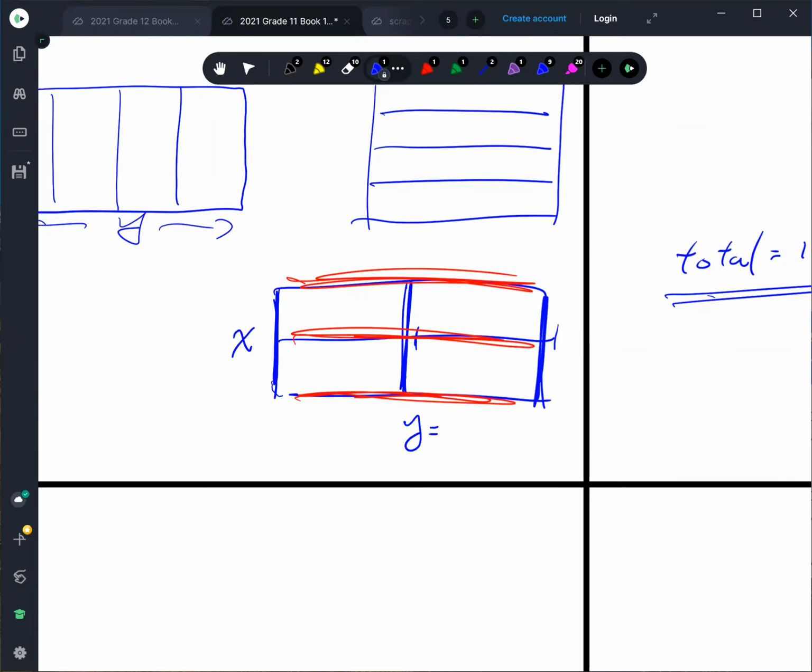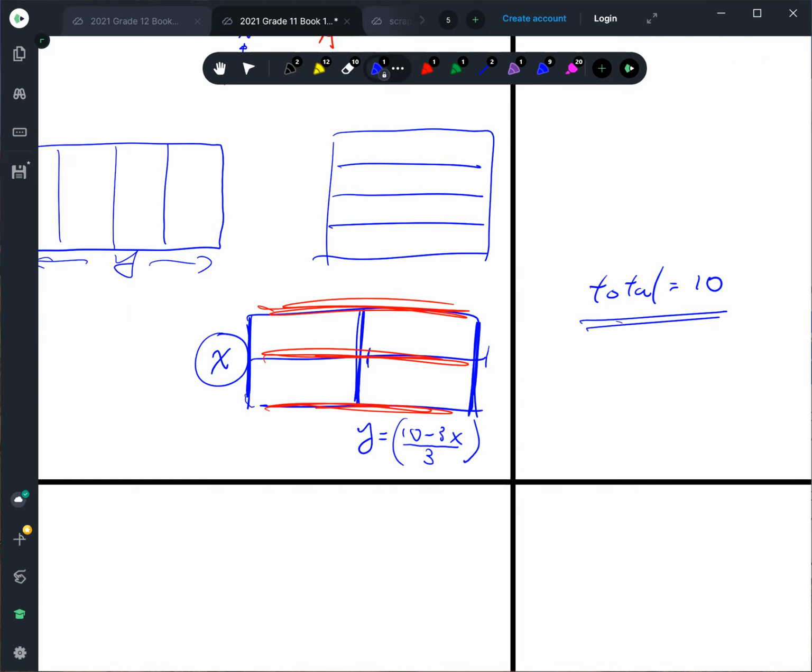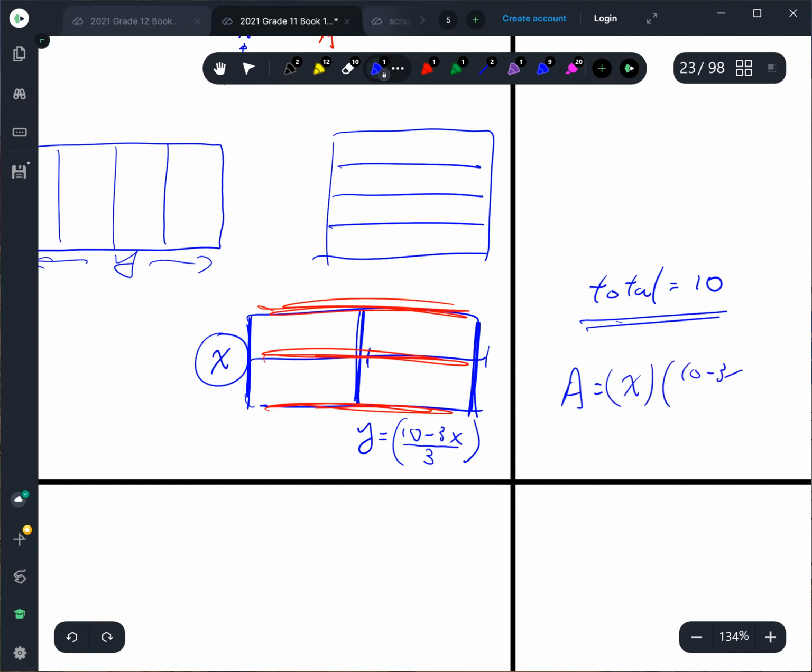What do you get? How do you find the Y? The Y, so there would be like 3x. So 10 minus 3x, right? And then you times that with... no, you need to divide. Oh yeah, divide by 3. Yes. So this is your length. This is your width. So your function will look like this: x times 10 minus 3x over 3.